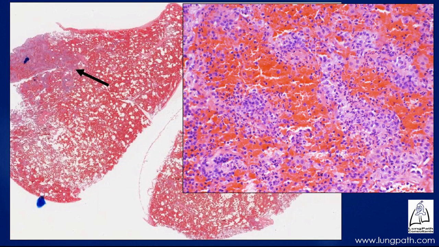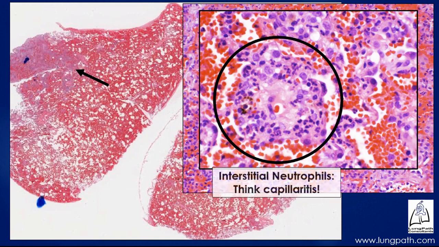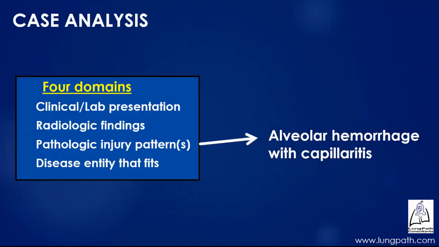A little higher power, we identify neutrophils that are in the interstitium. They're surrounding a little vessel. This is not just routine pneumonia, as you see at autopsy with neutrophils in air spaces. This is interstitial neutrophils, and when you see those, think about capillaritis. And when you think about capillaritis, then you're dealing with what are called pulmonary hemorrhage syndromes or diffuse alveolar hemorrhage.